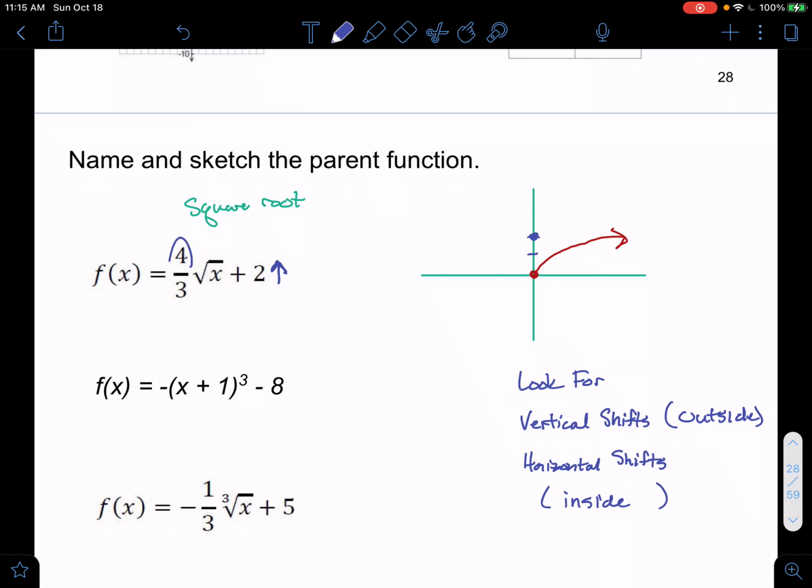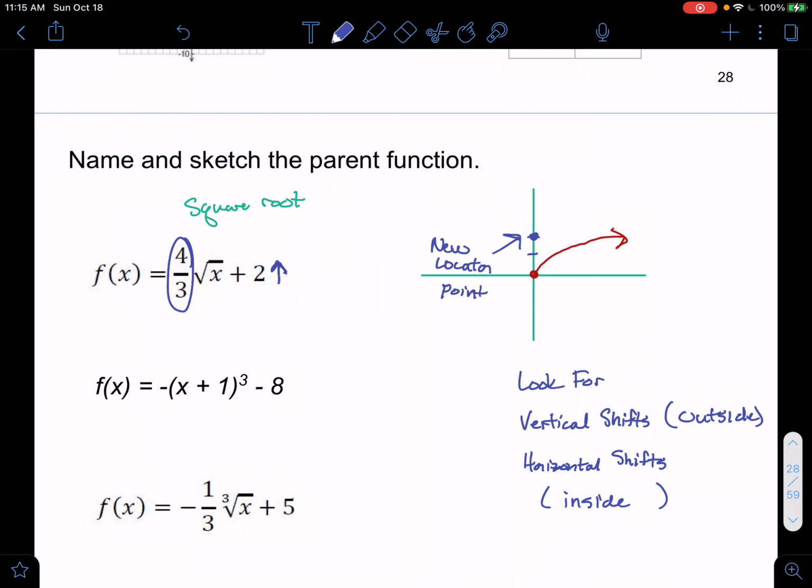And then this 4/3 actually has a big effect on what's going on in our problem, but that's easier to see when we graph it in more detail. So we will talk about that a little bit more, but I just want to point this out, that this will be our new locator point.